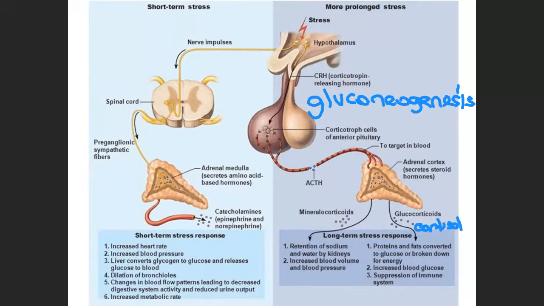And cortisol, like epinephrine, engages in gluconeogenesis. It makes more glucose available in the blood. It does it by a variety of things, and non-carbohydrate substrates would be things like amino acids. So making more amino acids available in the circulatory system enables cortisol to start converting those amino acids into glucose.